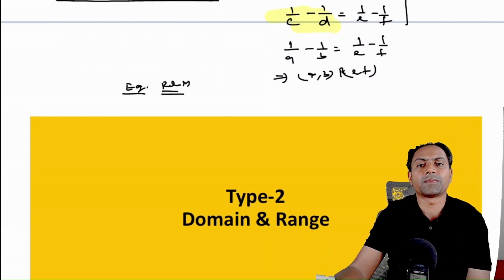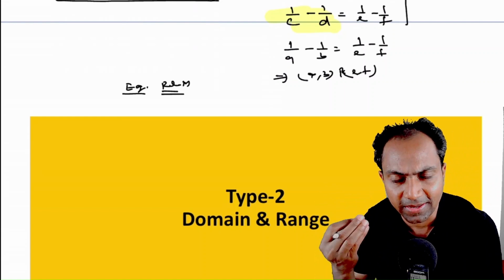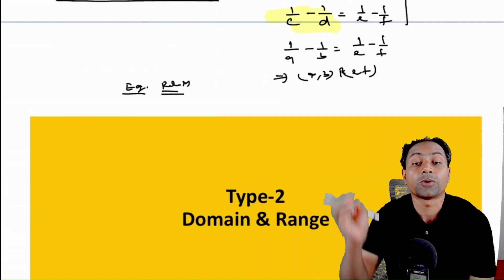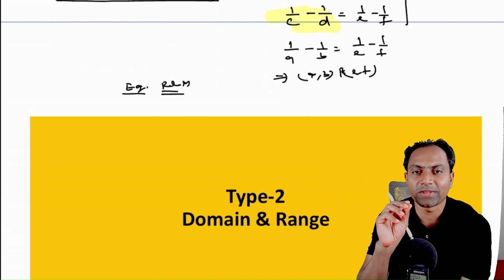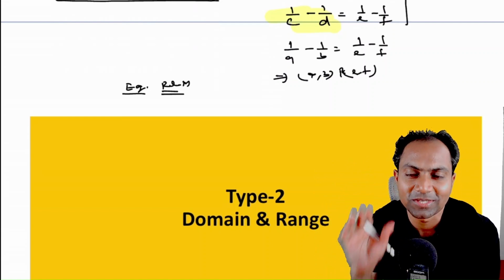So this was the first problem type based on reflexive, symmetric and transitive. Individual questions can also be asked. Objective questions can also be asked. In fact, JEE has also asked questions. But this board topic is very important. Largely, there might be a question based on this idea.